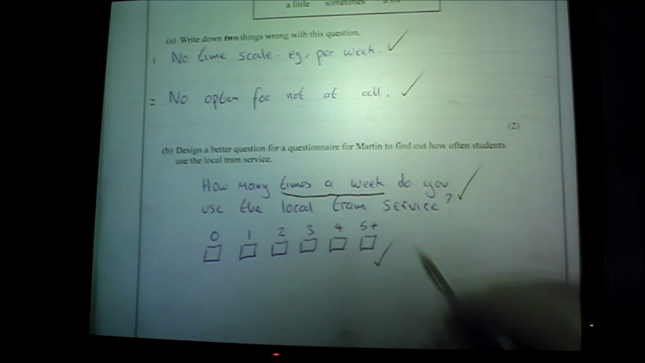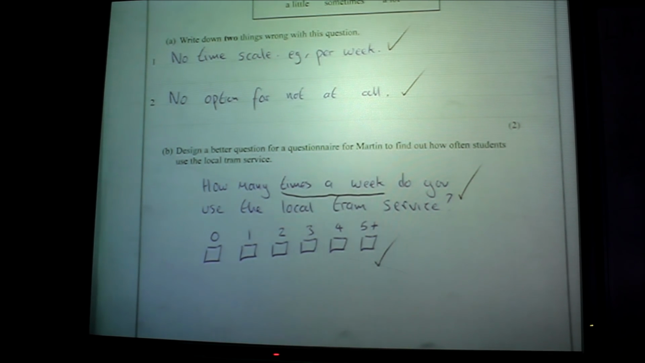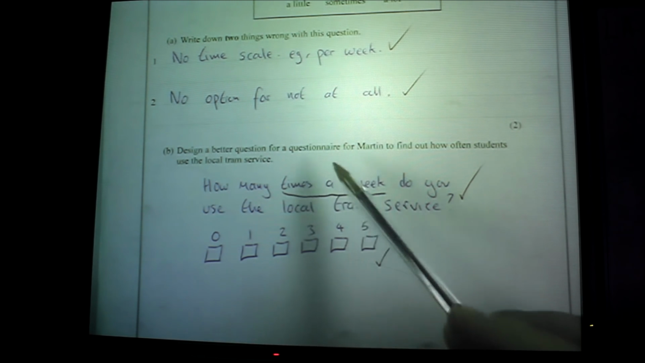4 marks for that. You obviously get 1 mark for each of those, and you get 1 mark for the question, do include the timescale, and you get 1 mark for the answer boxes. Sometimes when people do these, they end up drawing a data collection sheet. That's when they have a massive grid thing drawn out. You don't need that. It's for a questionnaire. That's what it will look like.